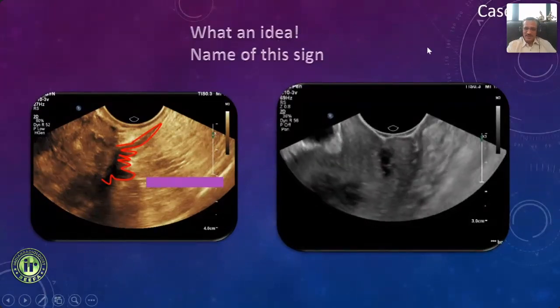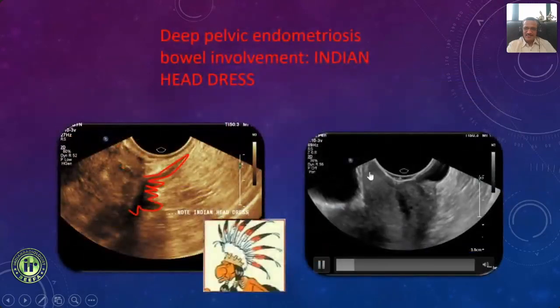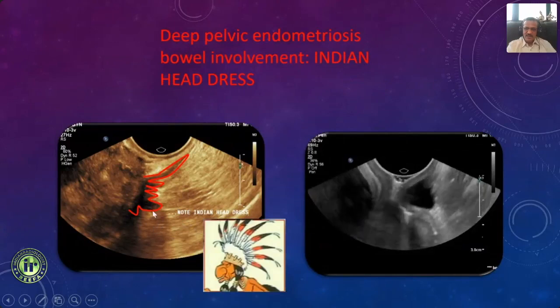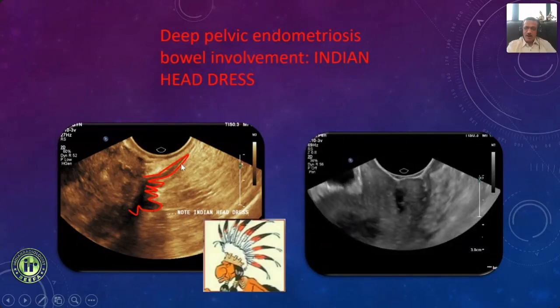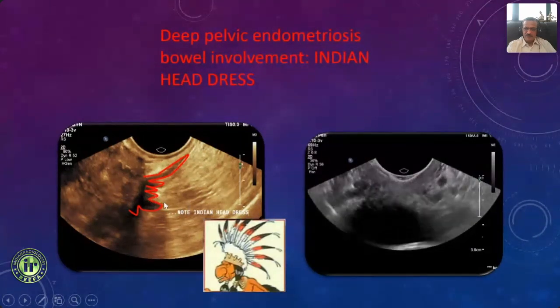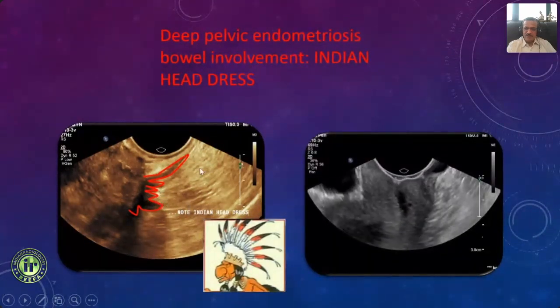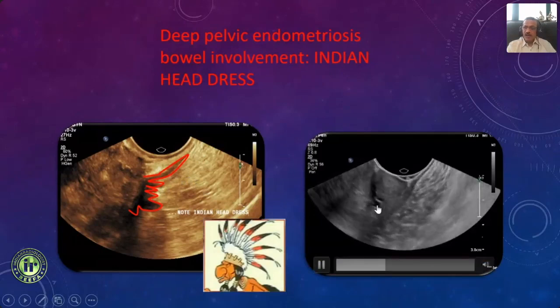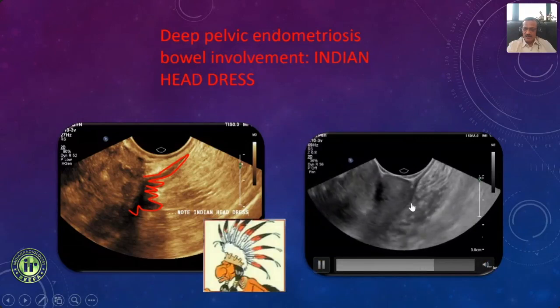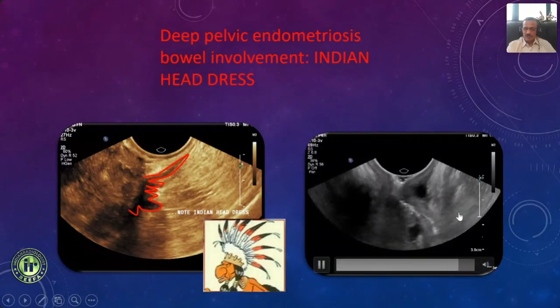So there was a clue there as well. And as she's rightly said, this is the Indian head dress sign. This is a sign specifically meant for bowel involvement in endometriosis. Typically, we see this zigzag pattern of involvement of the sigmoid colon, and this is a normal sliding sign where the uterus and the cervix are gliding smoothly over the sigmoid colon.